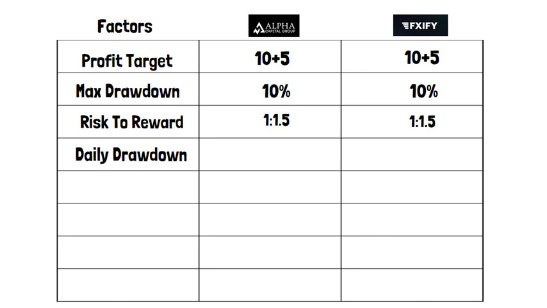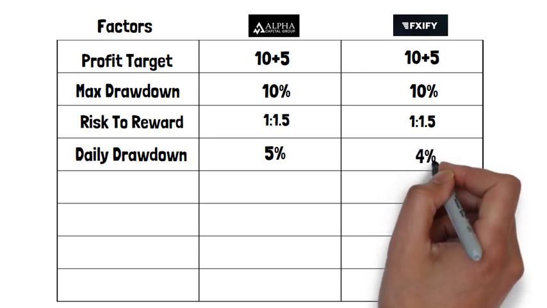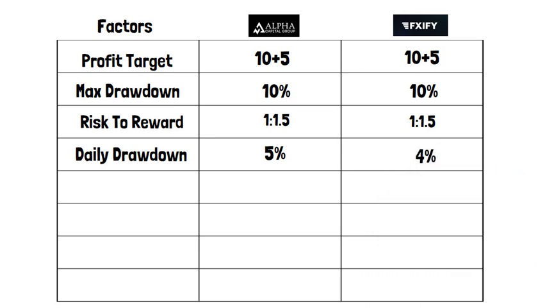The maximum daily loss is 5% in case of Alpha Capital Group, which is calculated based on balance at the starting of the day, whereas in FXify it is 4%. It is calculated based on the balance at the starting of the day. In order to make the comparison out here, Alpha Capital Group is better out here, so that's why I'll give the green signal out here in Alpha Capital Group.